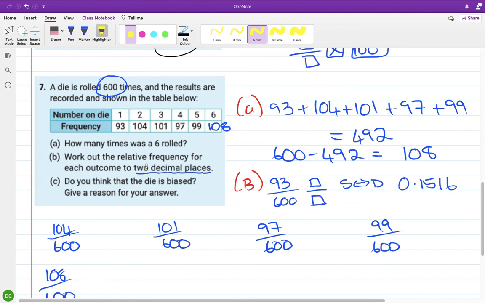So I would say outcomes not equally likely, so die is biased, or if you prefer the word unfair. Okay, it's only fair if all those numbers are the same and all those numbers are not the same.